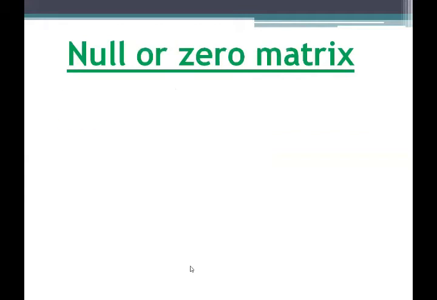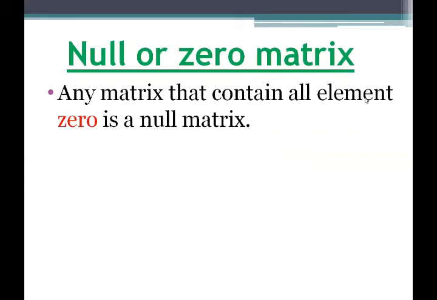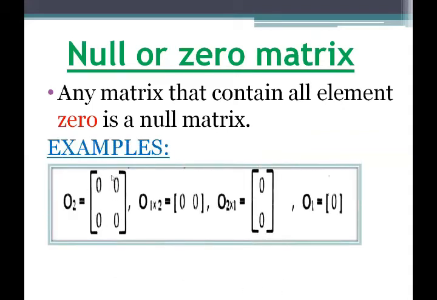Now null or zero matrix. Any matrix that contains all elements 0 is a null matrix. Here the order is 2 by 2. All elements are 0. So this is a zero matrix or null matrix. This is a rectangular matrix but contains all elements 0, so we call it null matrix. Okay. Now this is also an example. Order of 1 by 1 and the element is 0, so we call it null matrix. Okay, null matrix is also denoted by capital O.